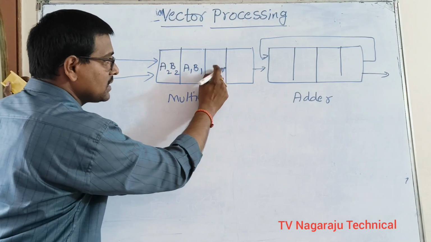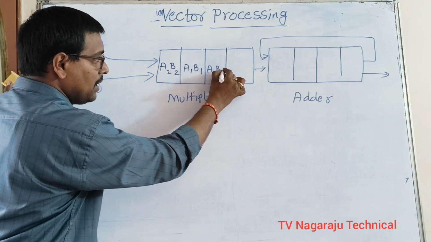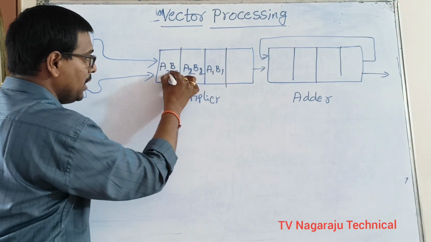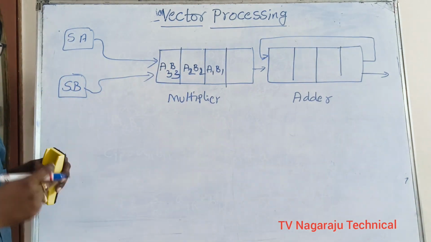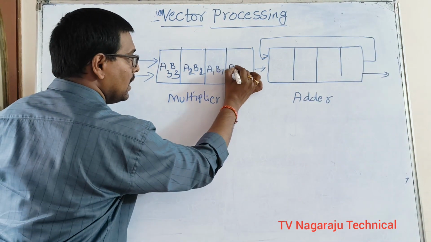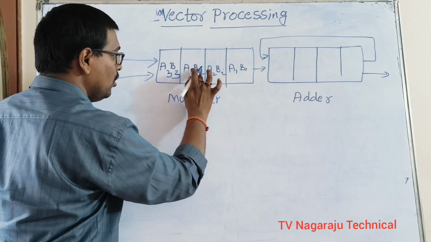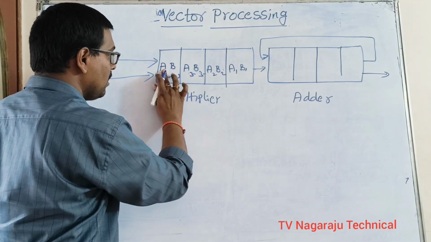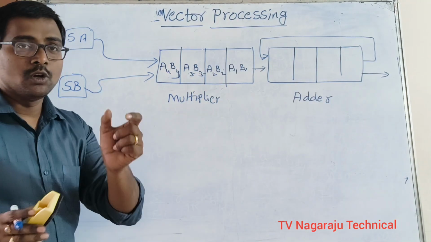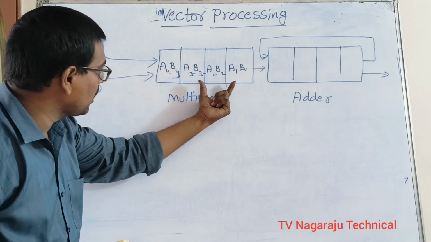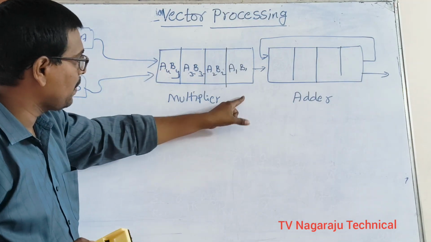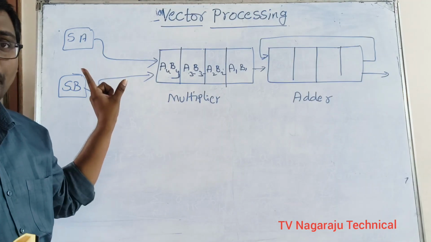In the third clock cycle, A1 B1 is here, A2 B2, A3 B3. In the fourth clock cycle, A1 B1, A2 B2, A3 B3, A4 B4. So up to the end of 4 clock cycles, the multiplier pipeline is filled with 4 pairs.